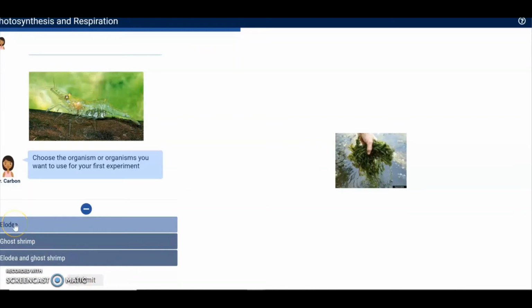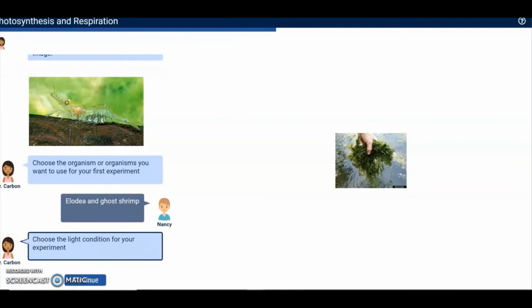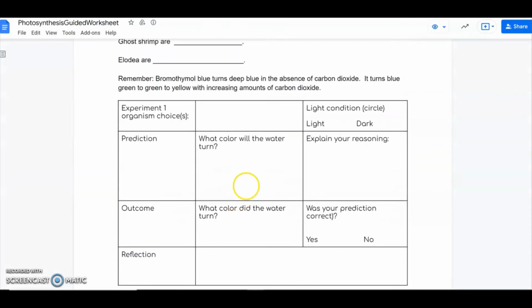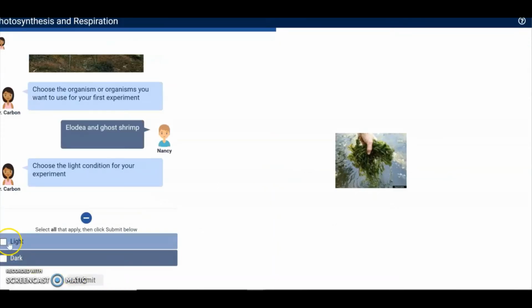So they could choose to do elodea first, or they could do ghost shrimp, or they could do both. So let's say they want to do both. Okay, then they would write that down on their guided worksheet, the organism they chose, and they would make a prediction about what they think is going to happen in the experiment after they choose whether they're going to do the experiment in the light or in the dark. So let's say they do it in the light.